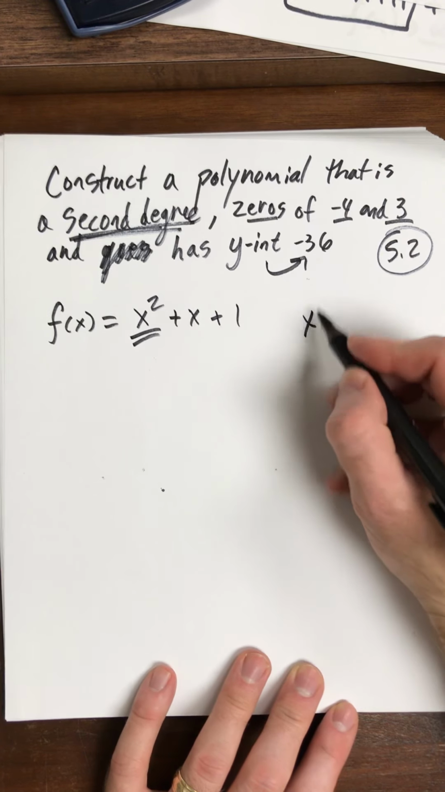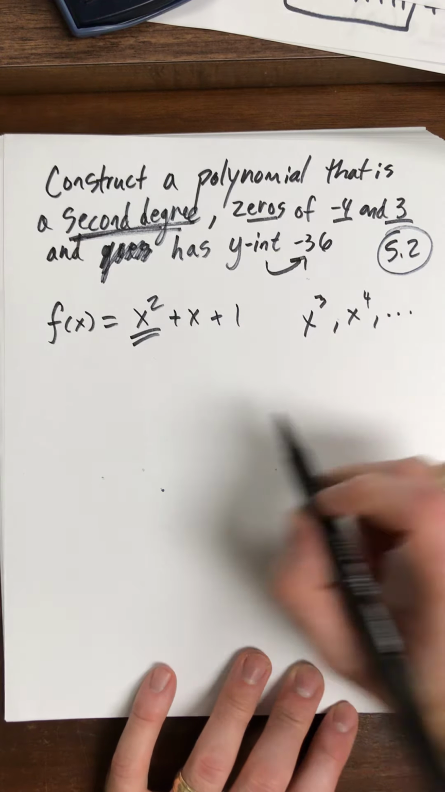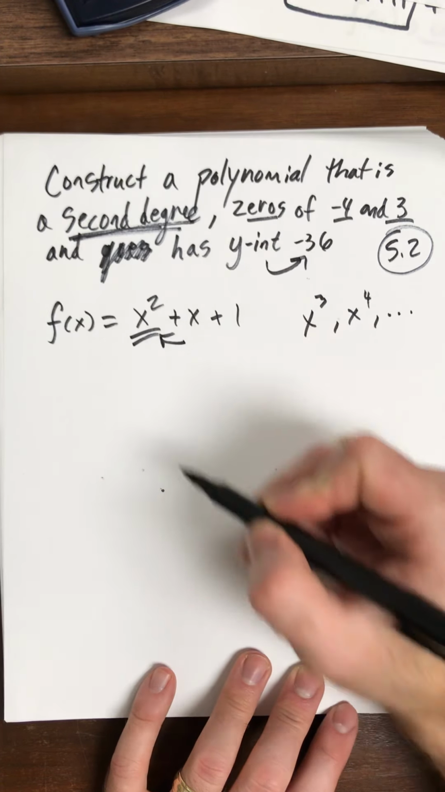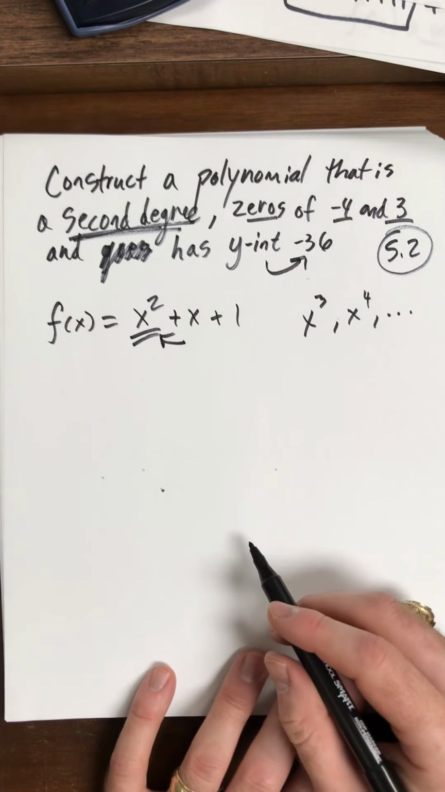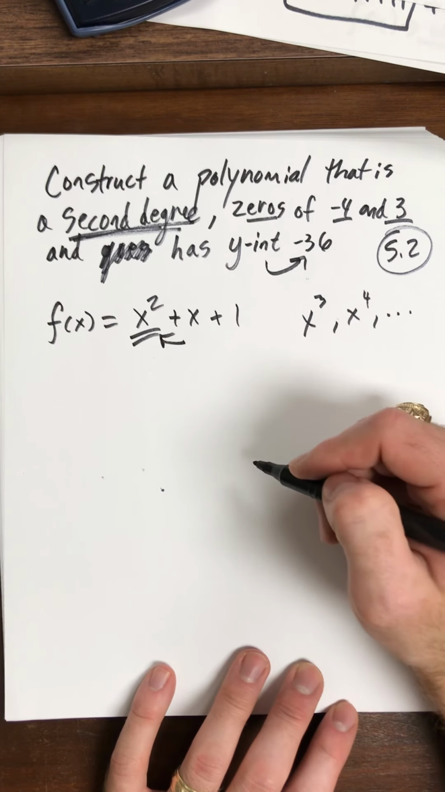But what I'm not going to have is any cubes or to the fourth or anything bigger, because that would no longer be a second degree polynomial, okay? So I know I'm going to have at least two x's multiplied together.